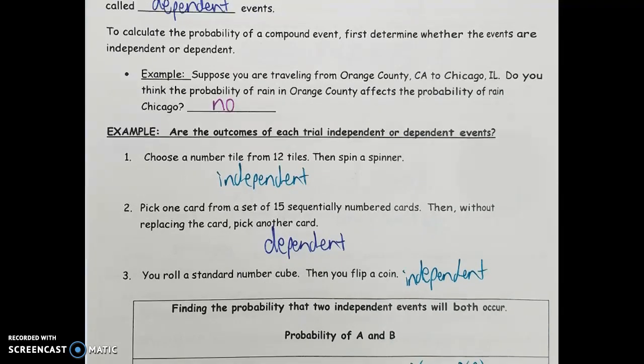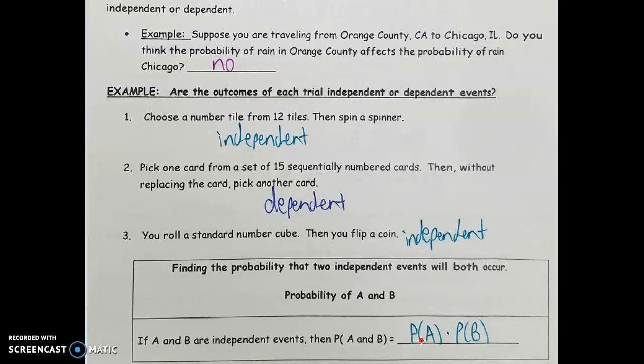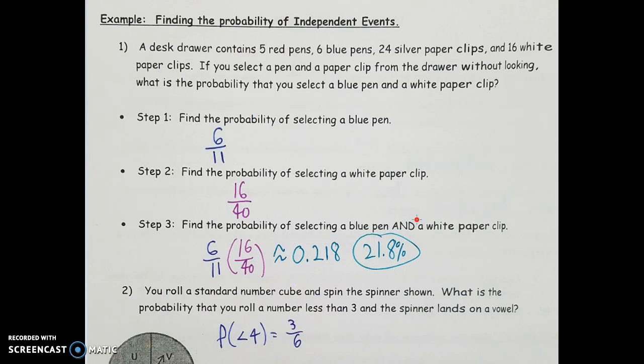In that first case, if I have two independent events and I want to find the probability of them both occurring, so event A and event B, if I know that they're independent, then I can take those two probabilities separately and just multiply them together. So take the probability of my first event, multiply that by the probability of the second event happening. And we'll see an example of that next.